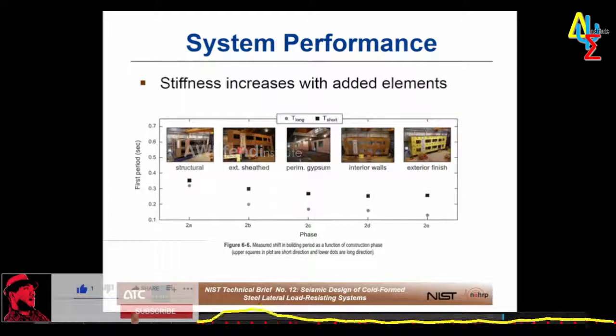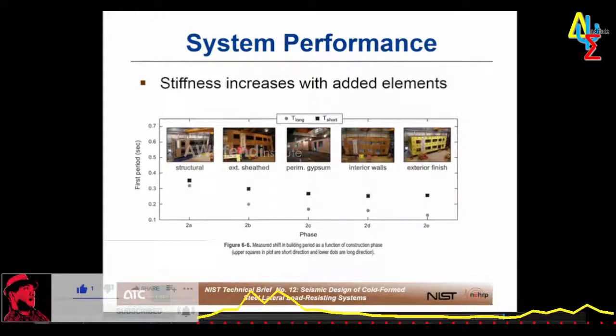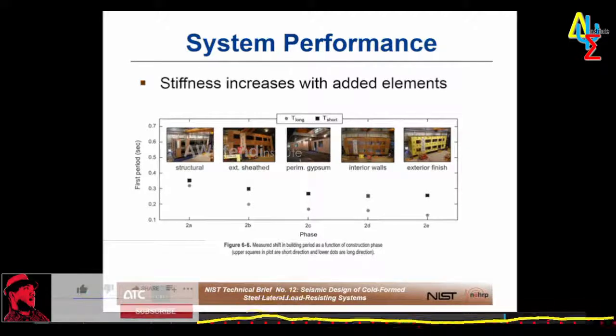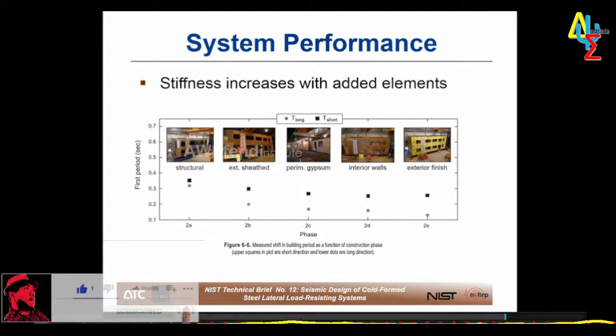And as expected, the stiffness of this structure increased significantly as components were added. If you start over on the left, you'll see that the period is relatively long. As we add exterior sheathing, perimeter gypsum, interior walls, and exterior finish products, the period goes down and down. In other words, the stiffness of the structure keeps going up and up.